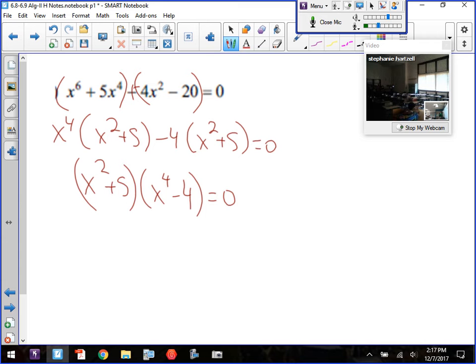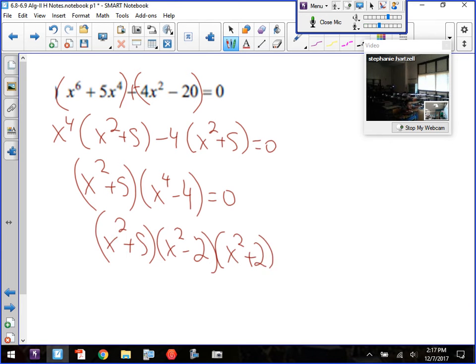I can't jump to my zeros yet because that x to the 4th minus 4 is a difference of squares. What's the square root of x to the 4th? What's the square root of 4? Is that a subtraction sign? Yeah. So you can break that in further. So it's x squared plus 5, x squared minus 2, x squared plus 2 is 0.